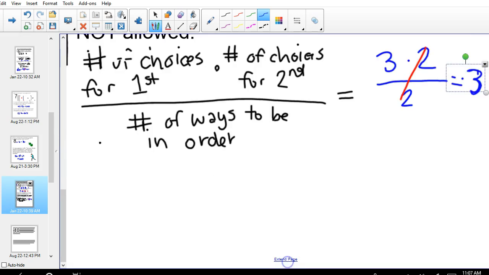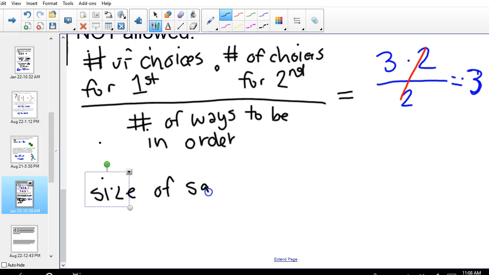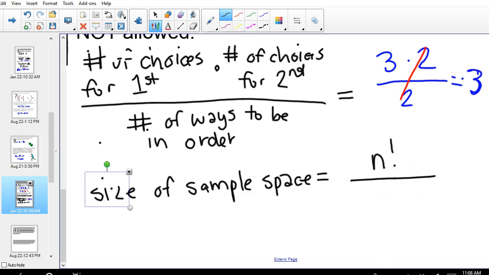Okay, the formula for this, if you want to use the formula, because this is getting a little bit harder to reason through. I still usually reason through this one, but some students prefer just to use the formula. The formula for this is that the size of your sample space equals n factorial over r factorial times n minus r factorial.